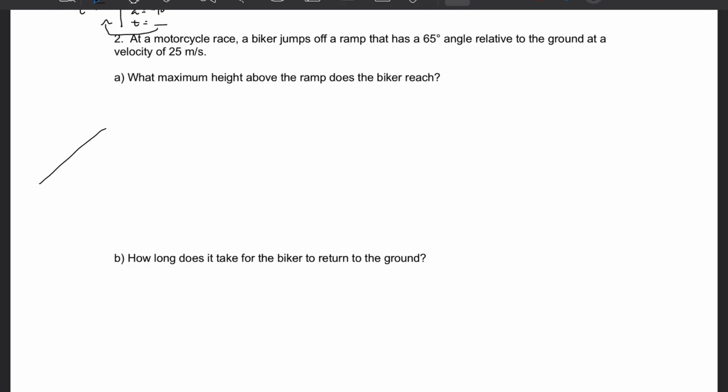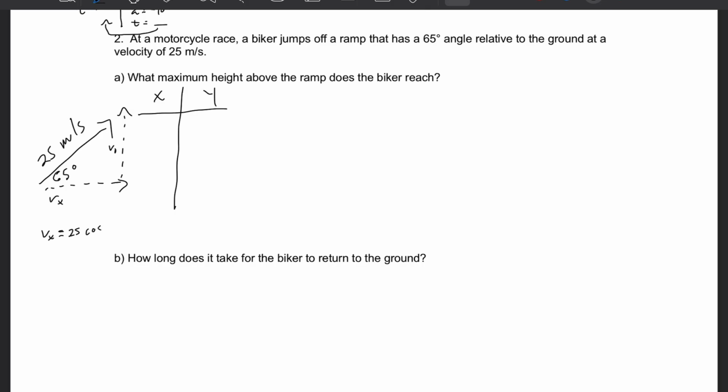Number 2, at a motorcycle race, a biker jumps off a ramp that has a 65-degree angle relative to the ground, or relative to the horizontal, at a velocity of 25 meters per second. So our hypotenuse is 25 meters per second. Each side will be a velocity because it's a velocity triangle. The angle on the left side coming off the horizontal is 65 degrees. Vx there at the bottom, because it's the adjacent side, is going to be 25 cosine 65. And V0, the initial vertical velocity, would be calculated as 25 sine 65.